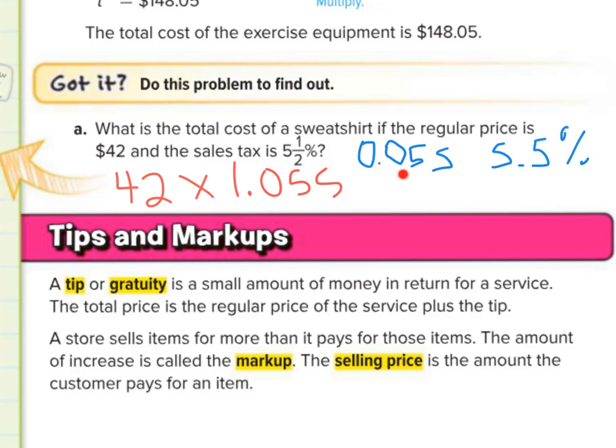Now that 0.055, I've included a 1 in front of it so that I can include my 42. 42 times 1 is 42, and 42 times decimal 0.055 is the 5.5%. Okay?